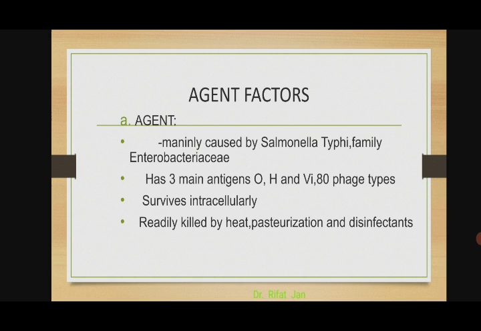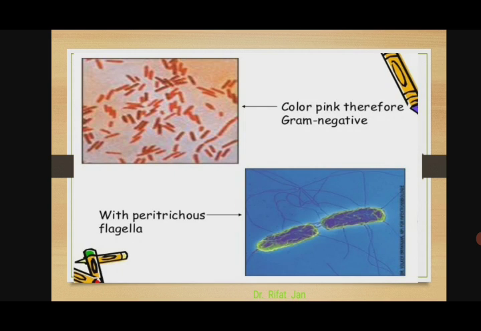Coming to the agent factor. Enteric fever is mainly caused by Salmonella typhi, which belongs to the family Enterobacteriaceae. It has 3 main antigens, O, H, and Vi, and there are 80 phage types. Salmonella typhi survives intracellularly in most of the tissues of the various organs of the human host. It's readily killed by heat, pasteurization, and disinfectants.